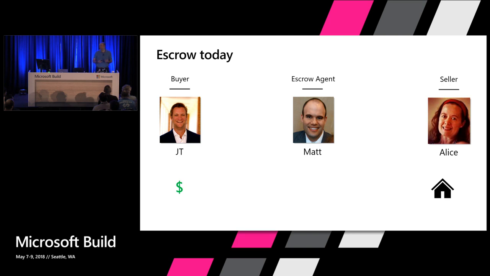And I'm in the transaction because JT and Alice don't entirely trust each other, right? So JT is going to transfer his cash to me. I've now got his cash, and I will decide whether to pay the cash to Alice if the house is delivered or give it back to JT. But I could do a third thing, actually, and I'm not sure how frequently this actually happens, but let's just say that I skip town with the money.